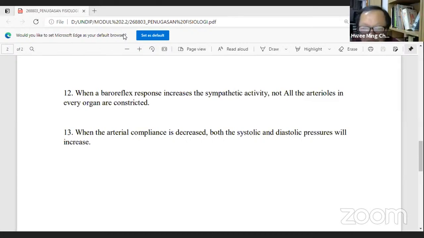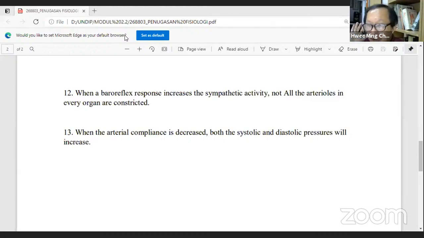Maybe you mentioned something about elastic recoil, which is the key to the explanation. When the arterial compliance is decreased, that means the arteries are stiffer, such as old arteries or pathophysiologic arteries. So definitely the systolic blood pressure will increase. When the arteries are stiffer, for the same stroke volume, there's a greater pressure on the arterial wall. So systolic pressure increases.